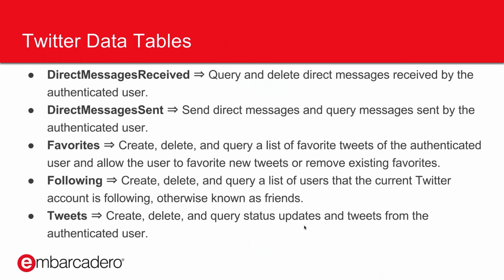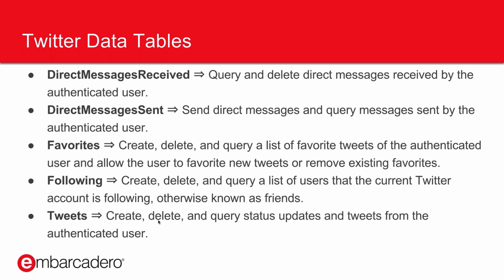So here are the tables that you get from Twitter. Tweets, right, is all your tweets on Twitter. You can also look at what you favorited, who you're following, and if you set up direct message privilege, which isn't on by default, you can look at direct messages sent and received. You can post to these to post direct messages. I guess to send, you can send direct messages through here.